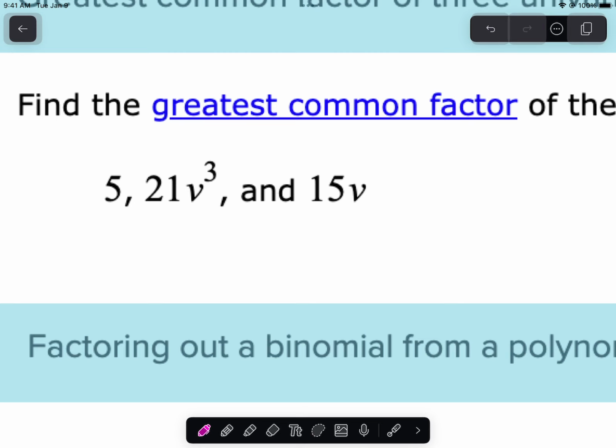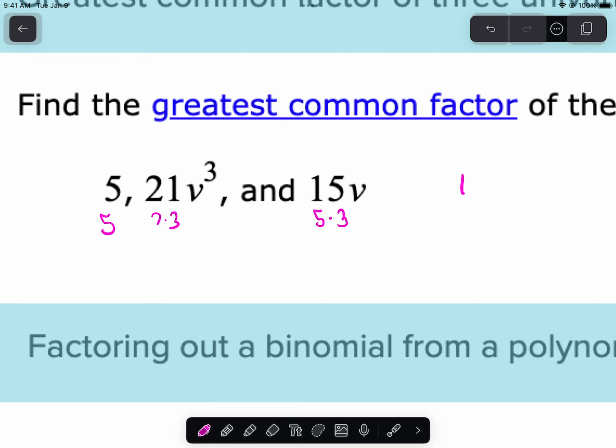So if we want to find the greatest common factor of different terms like this, think about the prime numbers that are in there. First let's deal with the numbers. Do they all contain a 5? No. Do they all contain a 3? No. Do they all contain a 7? No. So the greatest common factor is only 1.